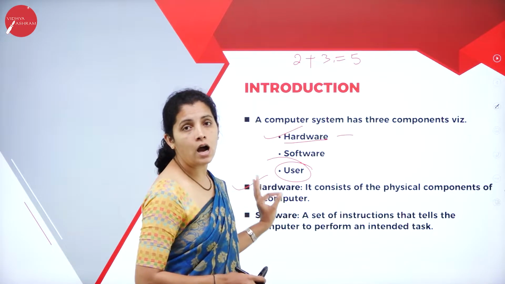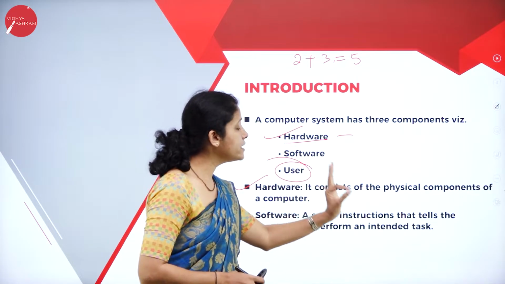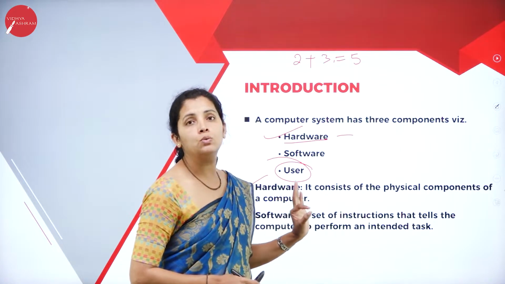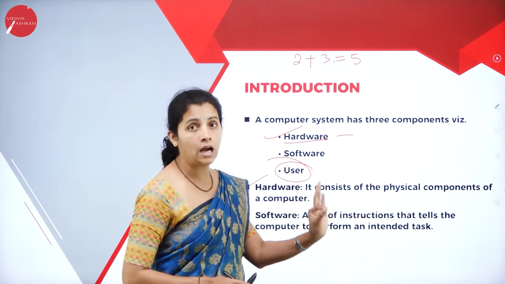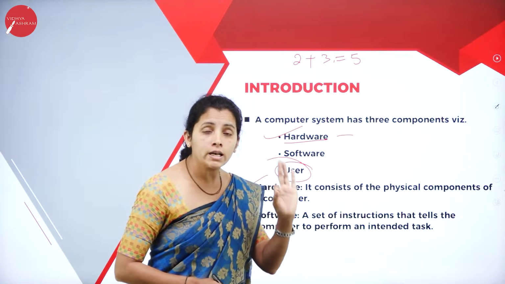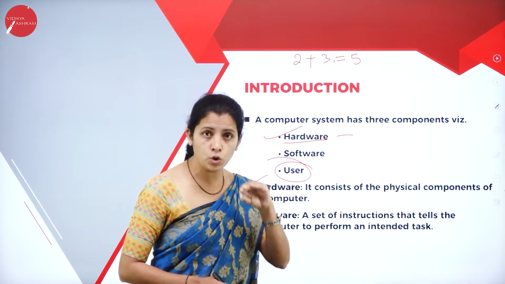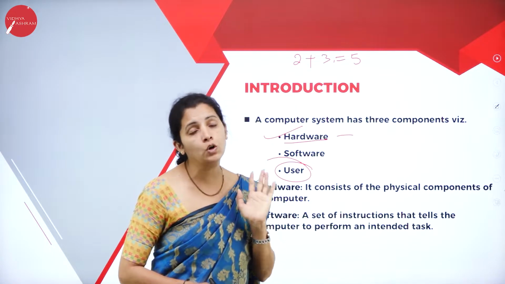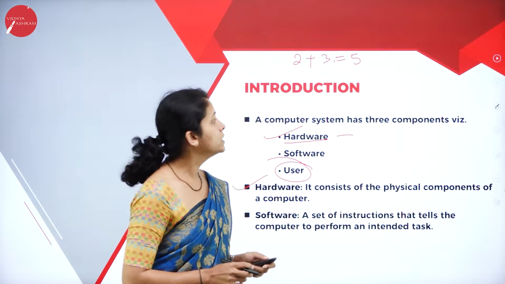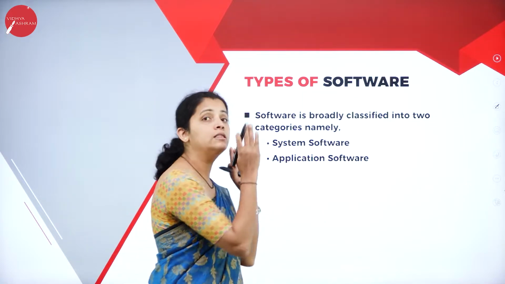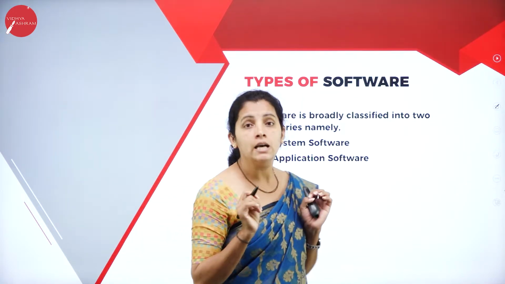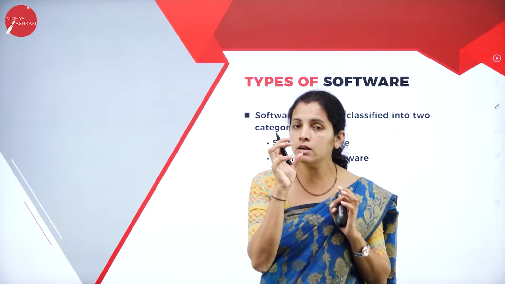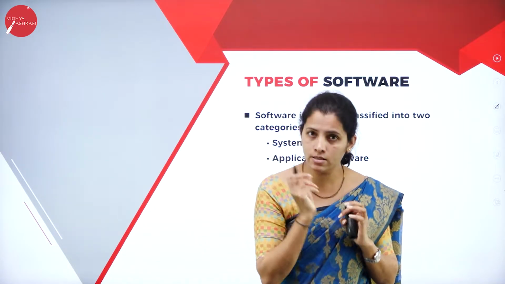Software is nothing but a set of instructions that tells the computer to perform specific tasks. That means what tasks the computer should perform and what tasks it should not. Now here I have the types of software. There are two types of software. So what is software here? It is nothing but a set of instructions.